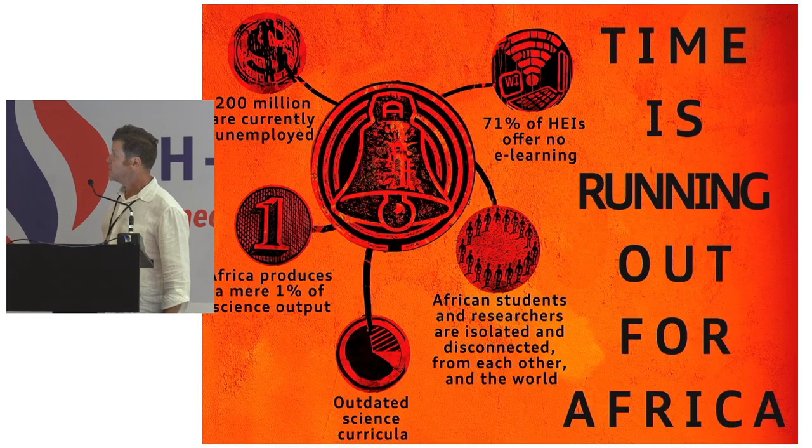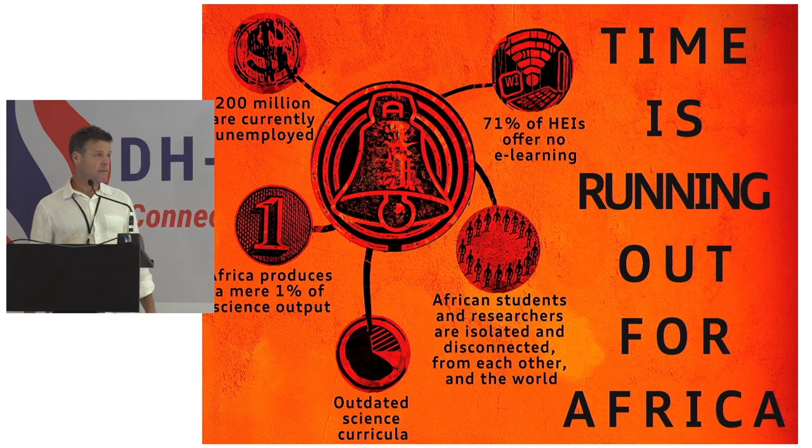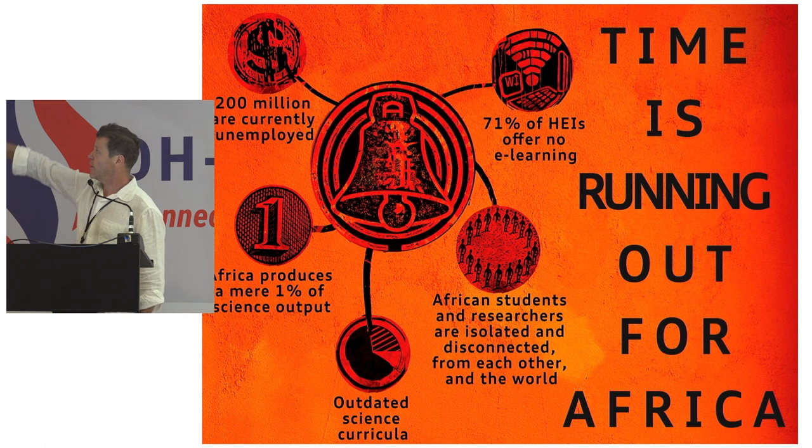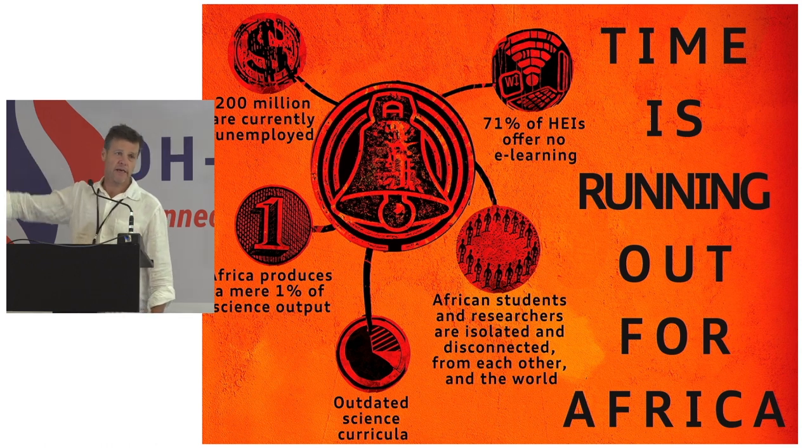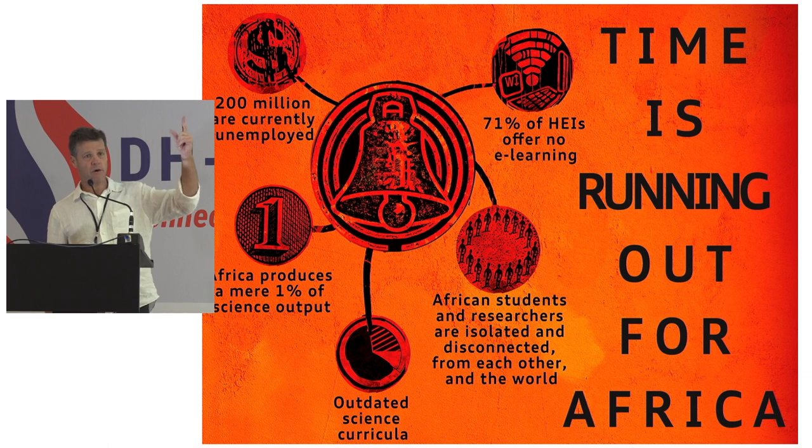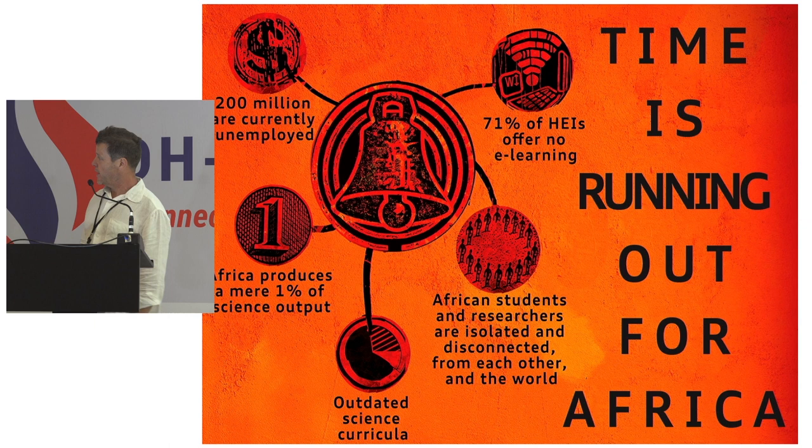Why is it important in Africa? Well, you can see where we're positioned here globally in a whole lot of indicators, education indicators, science indicators. Africa produces 1% of the world's science. And a lot of the problems have to do with education. What kind of methods? Methods courses.